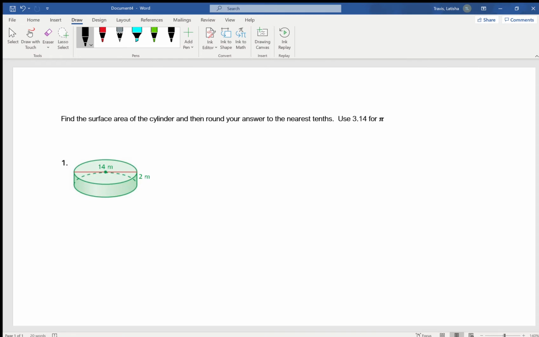So in this problem here, they give us a cylinder. This is a right cylinder, and the two dimensions that are given are the height of that right cylinder and the diameter of the cylinder. So let's get started. I think it's easier personally if I take the cylinder and draw out a net for the cylinder and then use the net to find the areas.